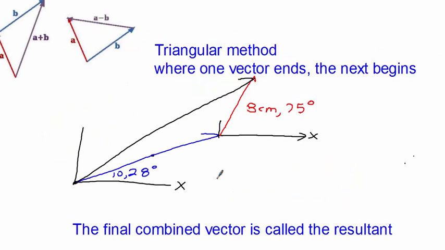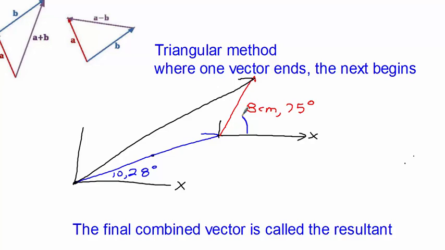So in this way, this is called the triangular method. What I do is I pick one of the vectors I'm going to use. I'm going to start by drawing it out. So this one is 10 units at 28 degrees. Then I have in the little black lines here a new XY axis so that I have a starting point for my 8 centimeters at 75 degrees.